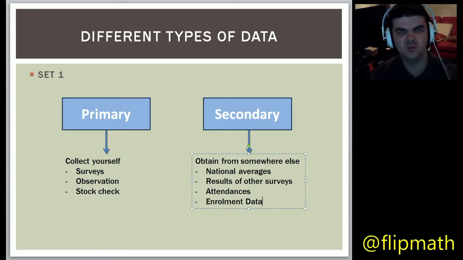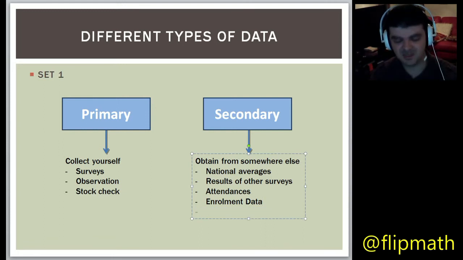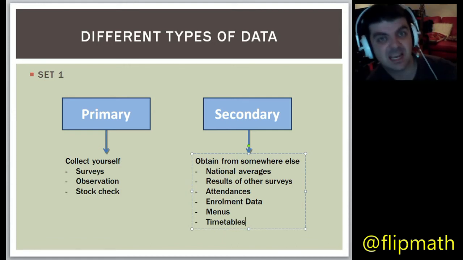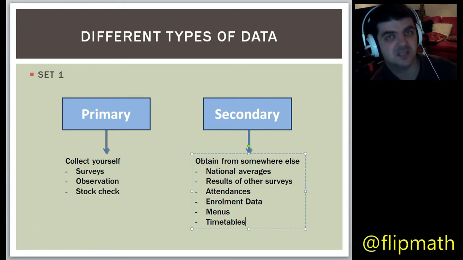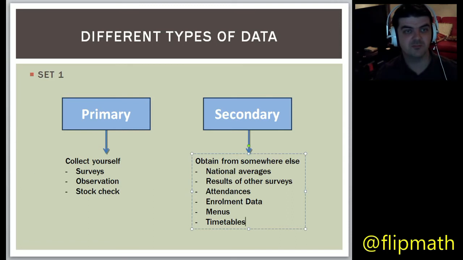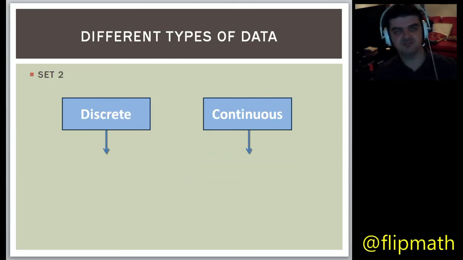So when you're all enrolled, you would have filled out an enrollment form. It can even be things like menus or timetables, things like that. They're all compiled by somebody else, and they're all forms of data. So they're secondary data, if you know what I mean. So any leaflets or pamphlets or things produced by somebody else is secondary data. So well and good. Okay, move on to the next.